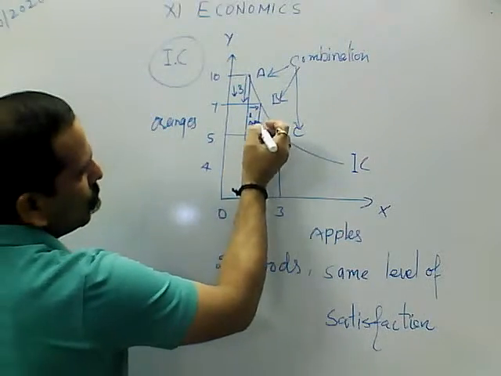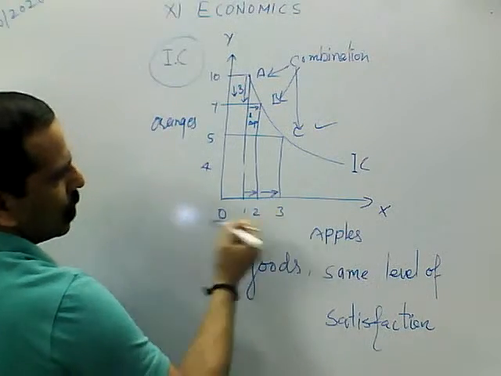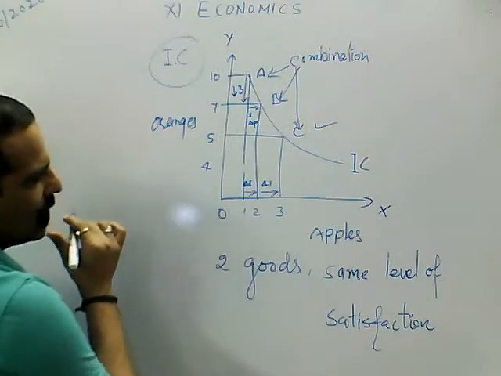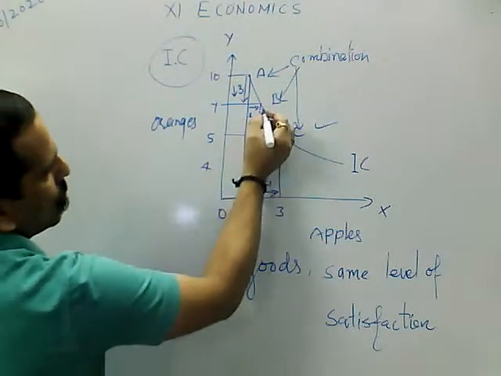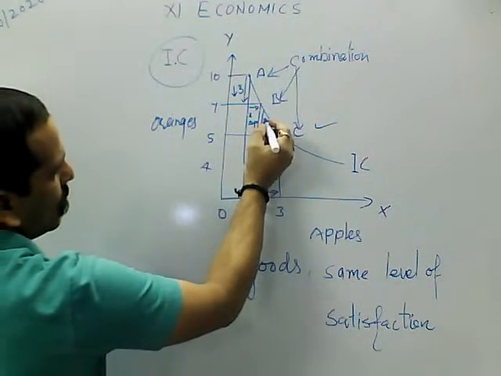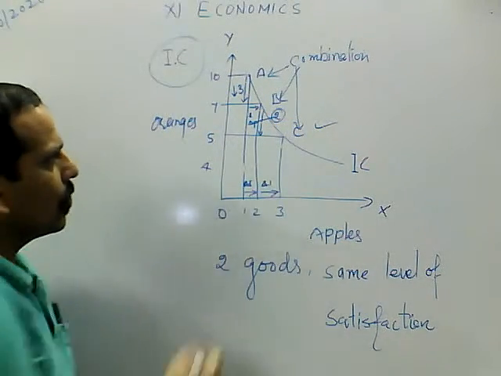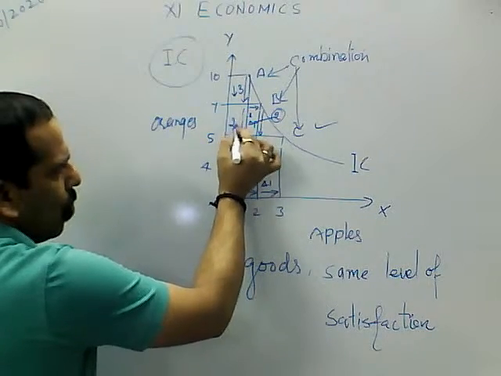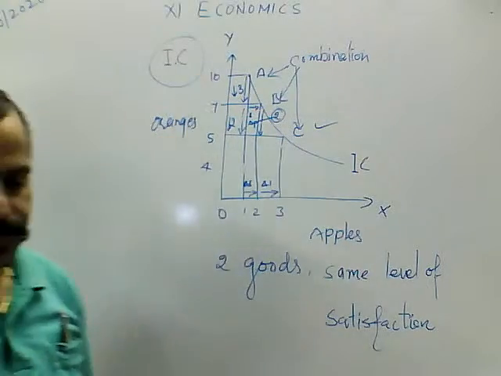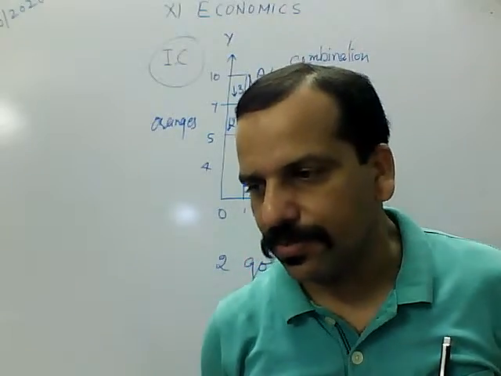In the same way, if you move to the other C combination now, to get a change of 1, one more apple, how many units do you have to sacrifice? You have sacrificed 2 units of oranges. But the combination of either A, B or C gives the same level of satisfaction.